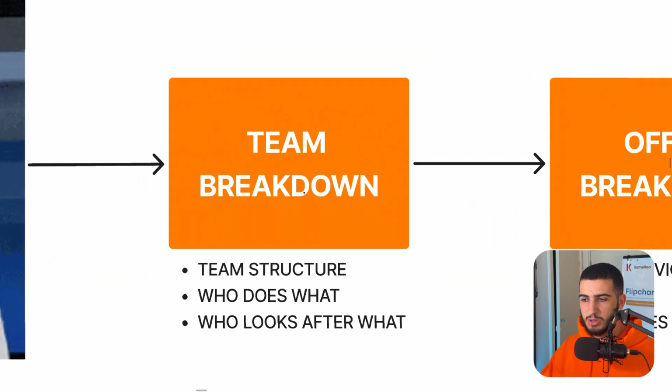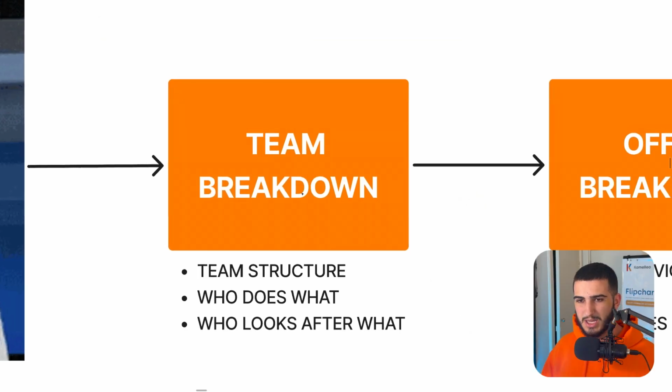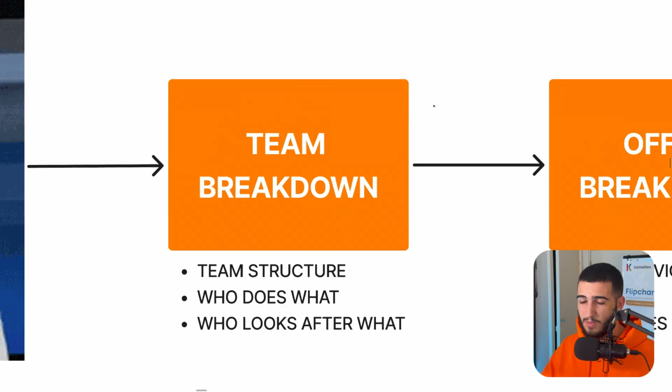So let's get started. For team structure, firstly, ask yourself, what actually is your team structure? Who does what and who looks after what? Ideally, you draw out one of these tree charts with yourself at the top if you're the CEO, and the different chains of command within the different departments and everything like that. That'll make life a bit easier.